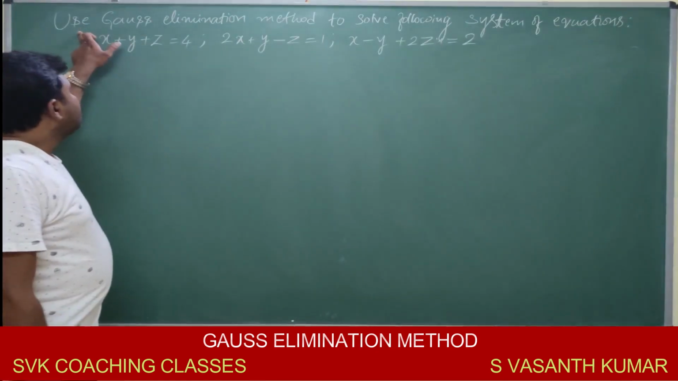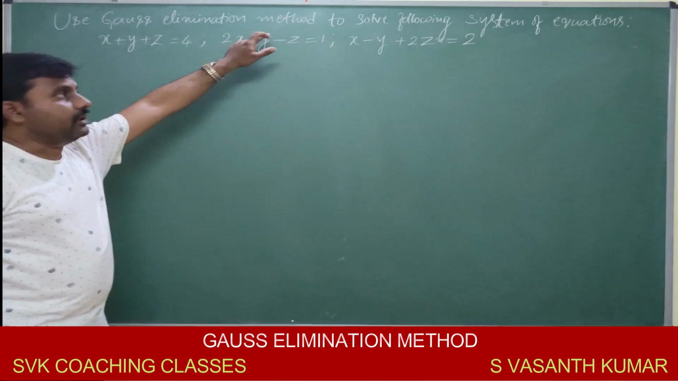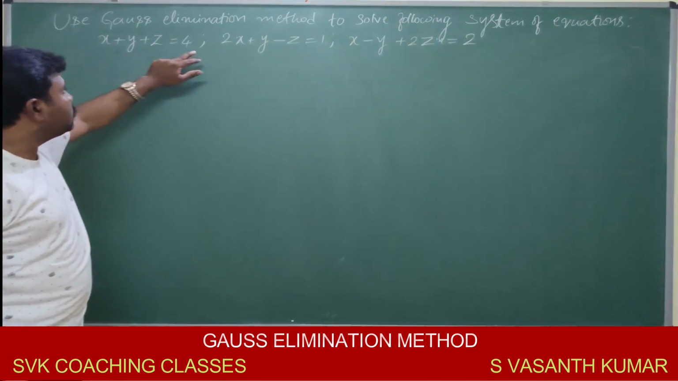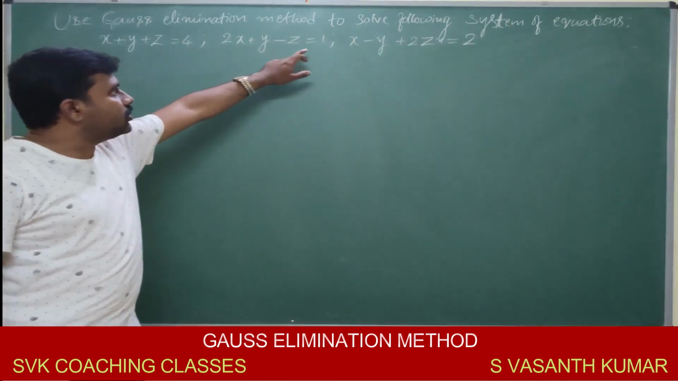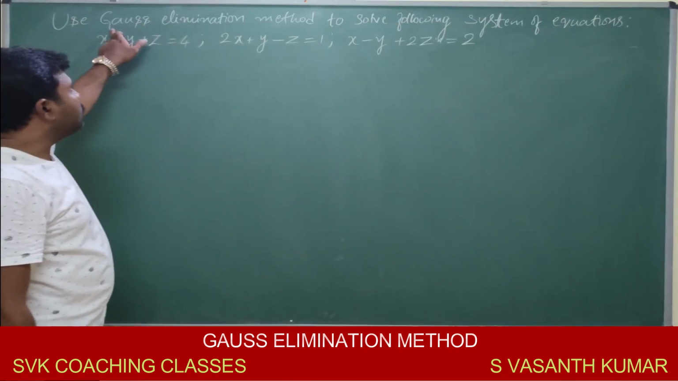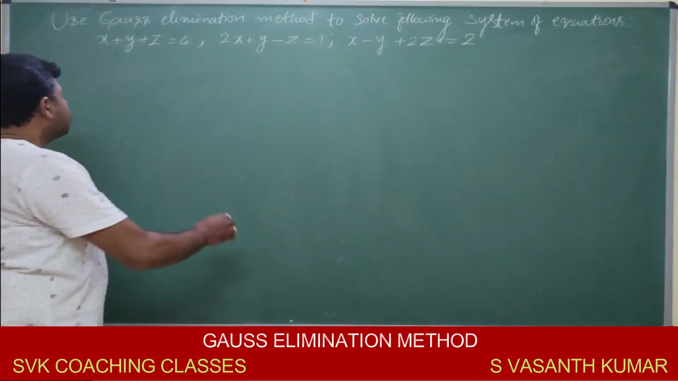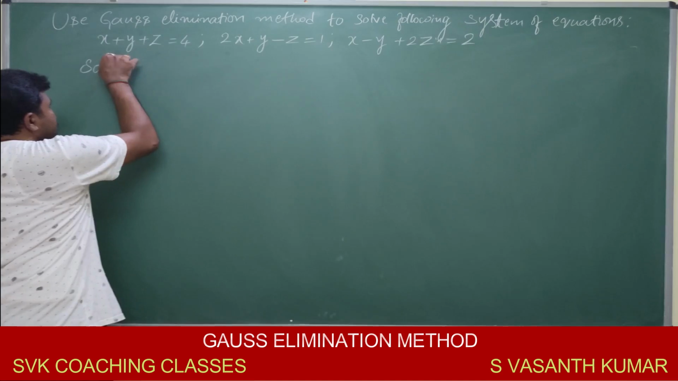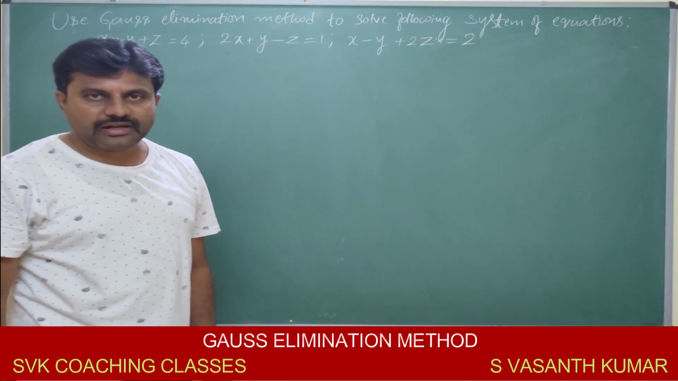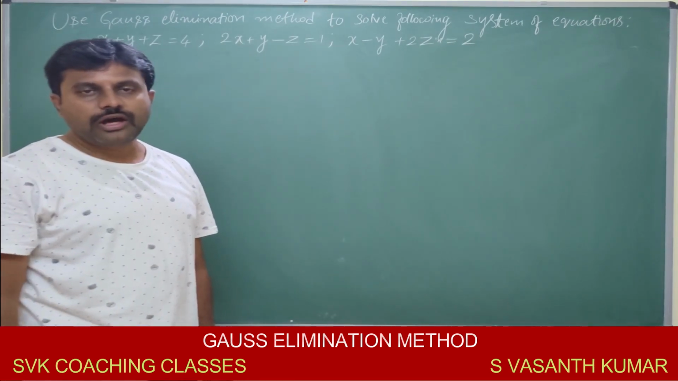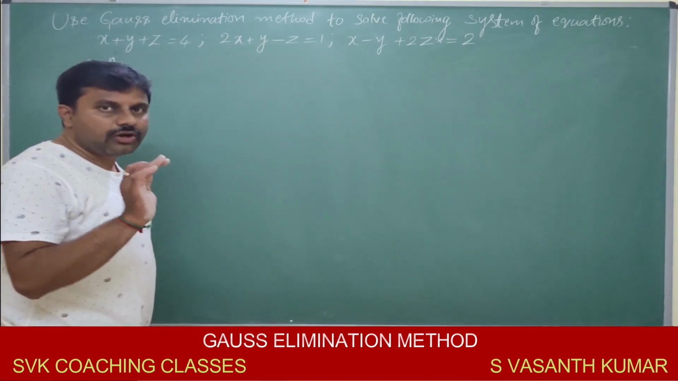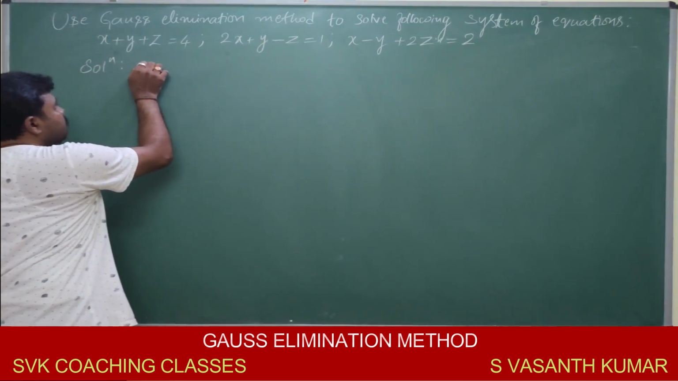Consider the problem. Use Gauss elimination method to solve the following system of equations: x plus y plus z equal to 4, 2x plus y minus z equal to 1, x minus y plus 2z equal to 2. They are asking to solve by using the Gauss elimination method. As you know the procedure, the augmented matrix should be converted to an upper triangular matrix by using elementary row operations. So first write down the augmented matrix.